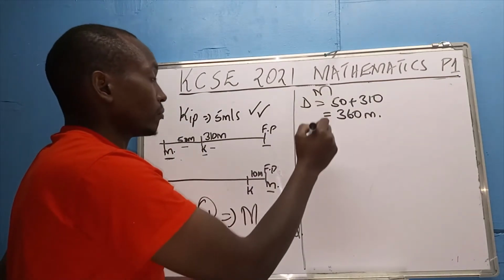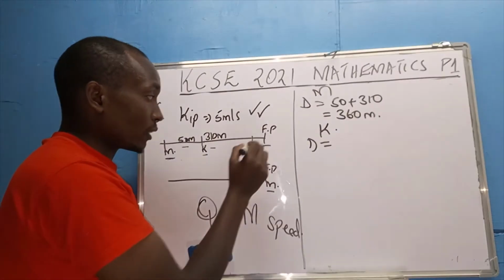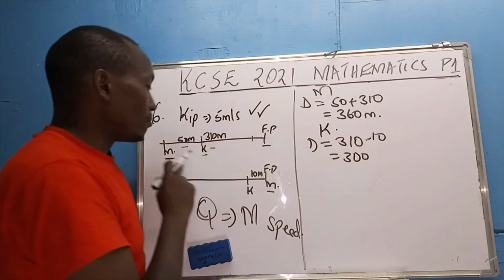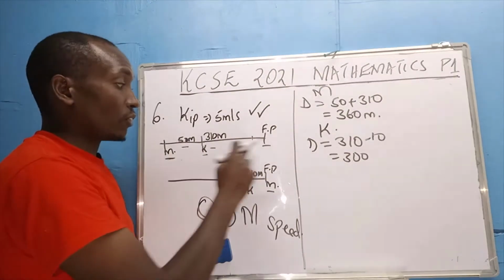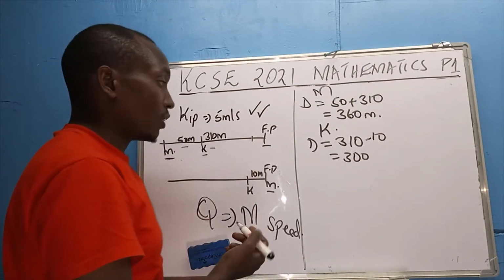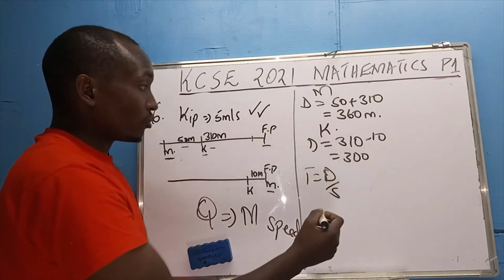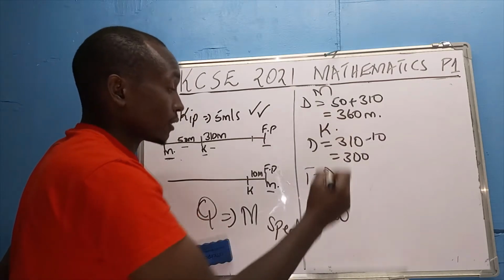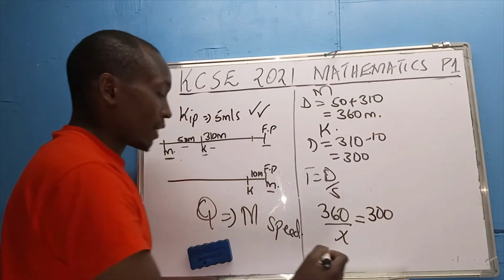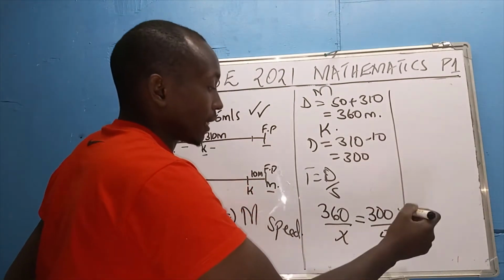At the same time, Kipsang has run a distance of 310 minus 10, because he is not yet at the finish line. So 310 minus 10, it is 300. The time that Mutunga has taken to run from the point here to the finish line is the same time Kipsang has run from this point to 10 meters to the finish line. So what do I argue? Remember, time is distance over speed. So how am I going to argue this? I'm going to argue that 360, that is for Mutunga, divided by x, I don't know his speed, is equivalent to 300 meters run by Kipsang divided by his speed, 5 meters per second. Then you solve for x. You solve for x comfortably.